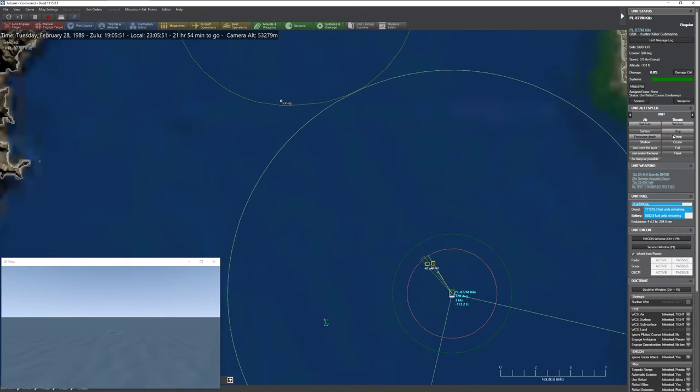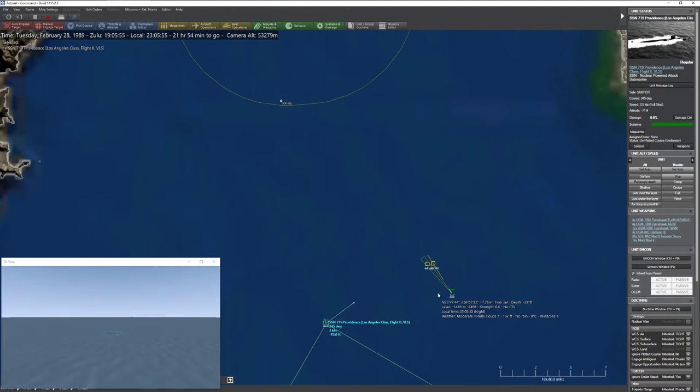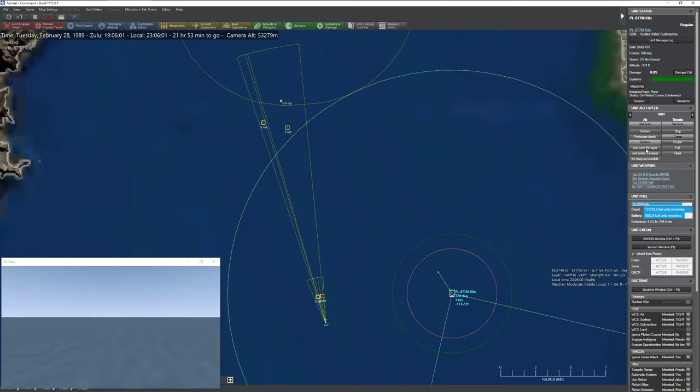Okay, you stay quiet. All right, he's coming up to the surface. He'll be at periscope depth in just a second. Stop. Down, down. Creep. Creep. Shallow. Okay, this is great news.